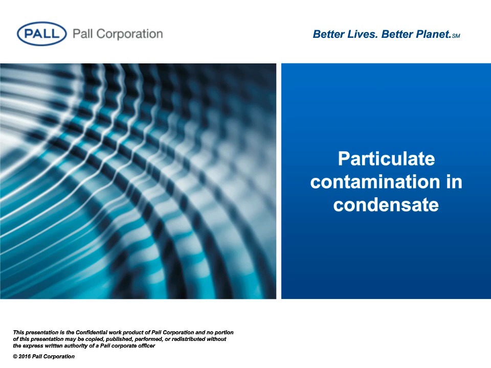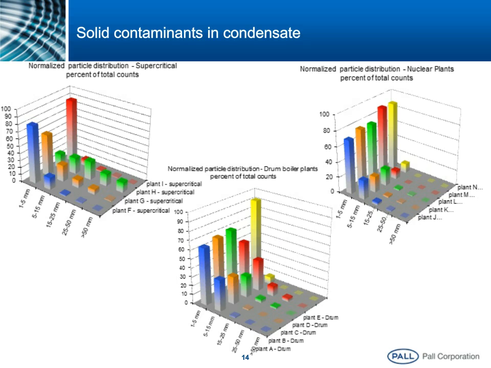So first things first, what's in our water? You can see on the slide here 3 different charts that we've taken from actual analysis of power plant contamination in the 3 major types that we deal with. So you got the supercritical plant on the top left, nuclear plant on the top right, and in the middle, your typical drum boiler plant.